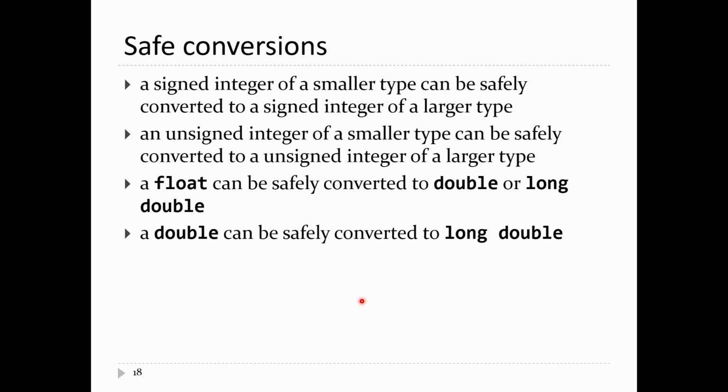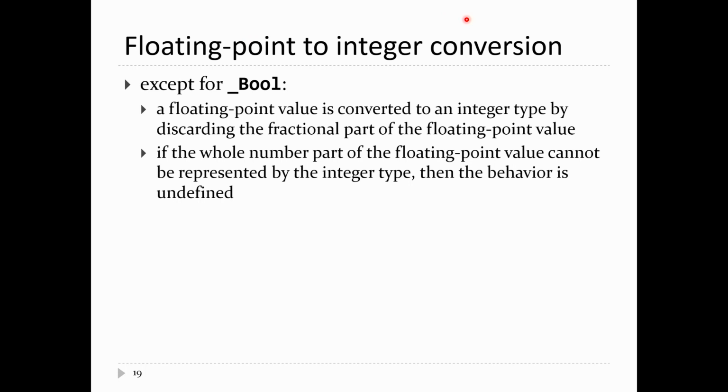So when you take a floating point value and convert it to an integer value, what happens? The following is true except for bool, because bool only holds 0 and 1. If you take a non-zero value and convert it to bool, the answer is 1. If you take a 0 value and convert it to bool, the answer is 0.